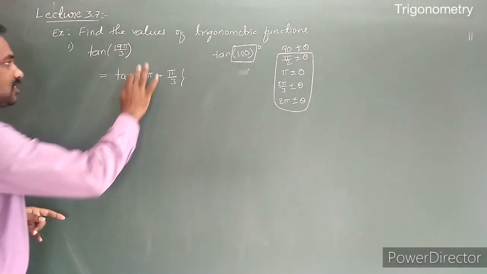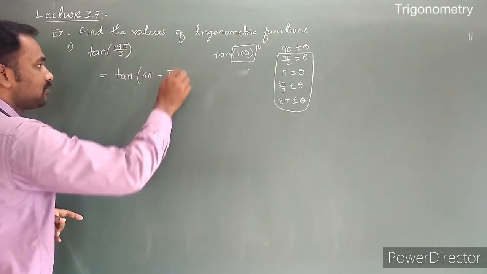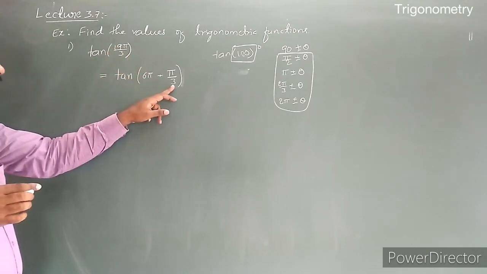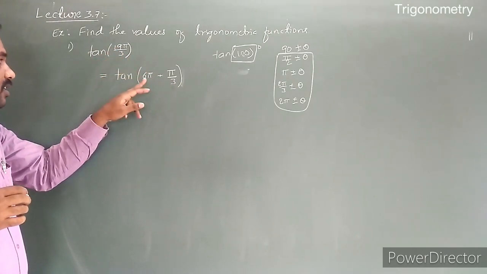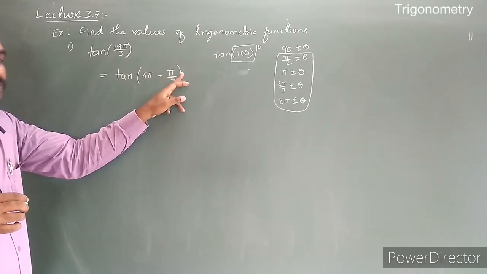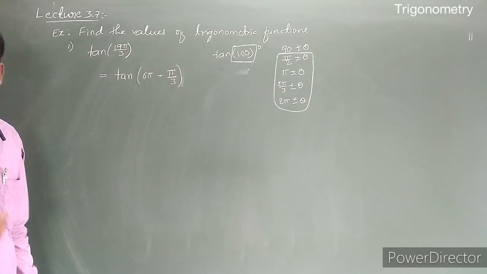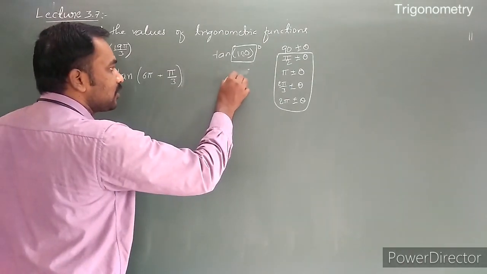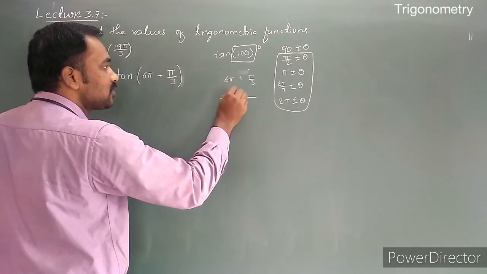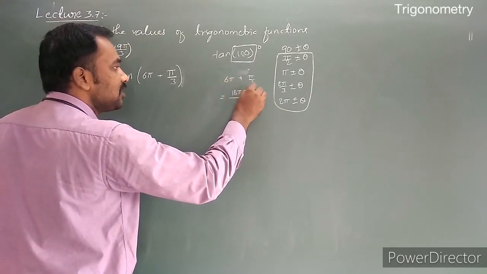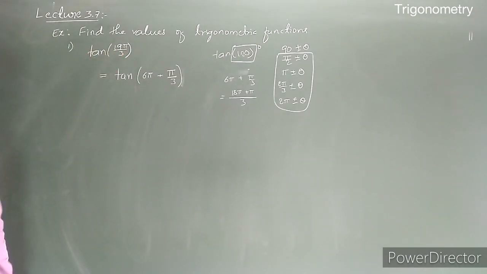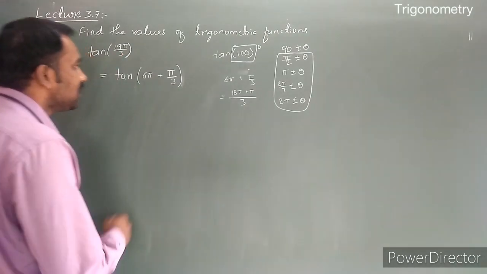6 pi plus pi by 3. Now after simplification, will we get this value or not? Check it. Take LCM as 3. 3 into 6 pi, 3 into 6, 18 pi. 18 pi plus pi, 19 pi divided by 3. Are you clear? So we can cross multiply. 6 pi plus pi by 3, take LCM as 3, 3 into 6, 18 pi, 18 pi plus pi, 19 pi, 19 pi divided by 3. Okay, we got the required value.